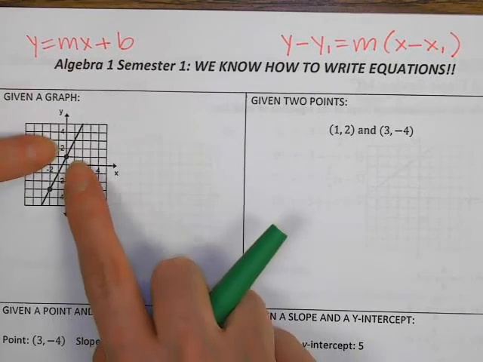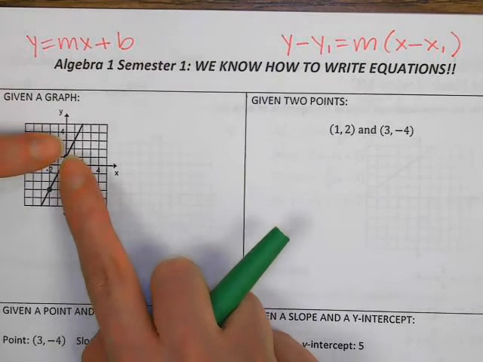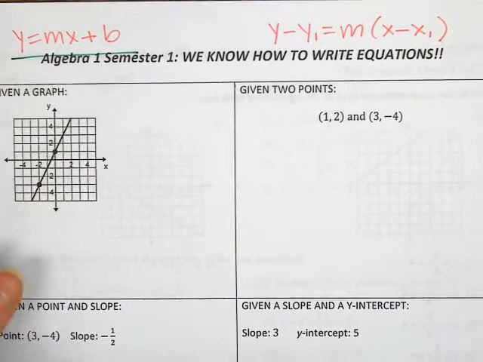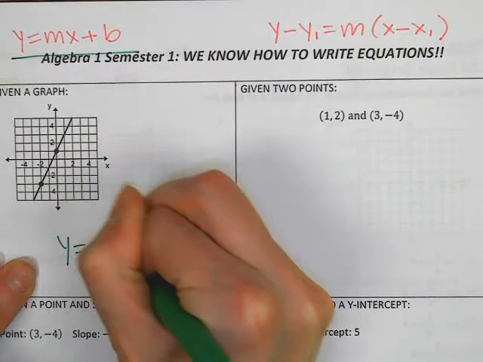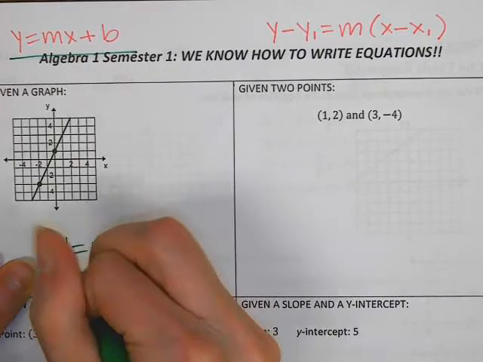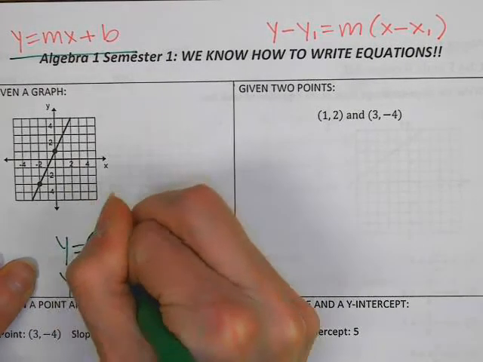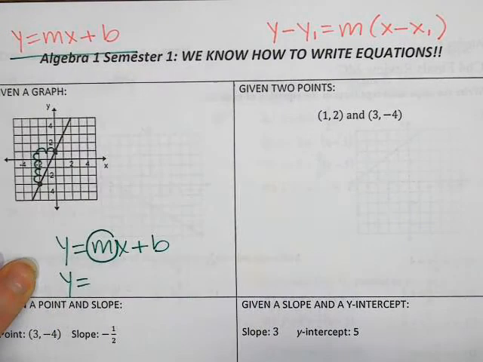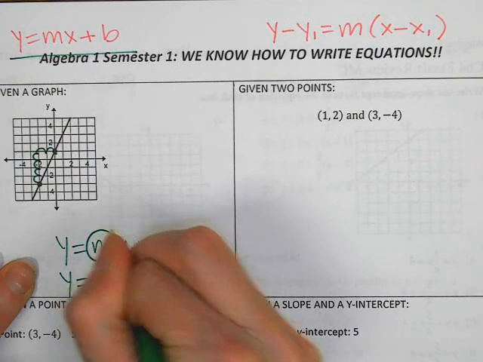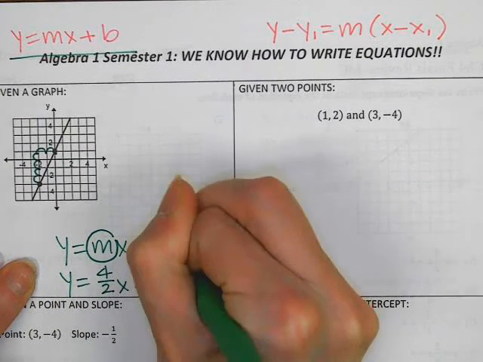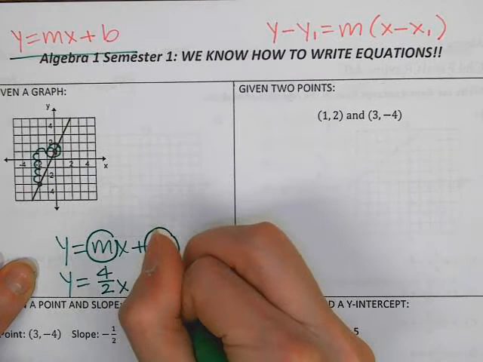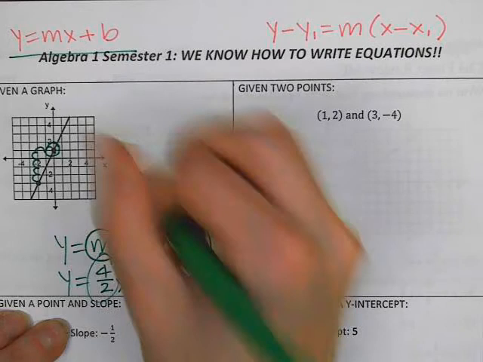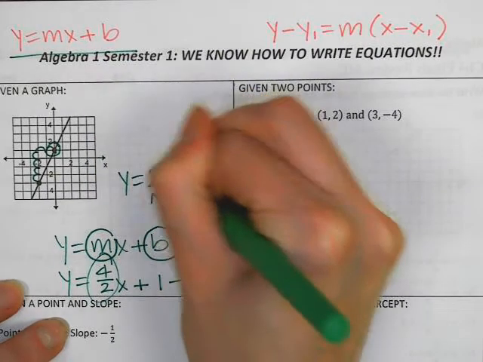So this one, since we have the m and the b, I think I'm going to use slope-intercept. So y = mx + b. The slope m is what? Up 2, 3, 4 over 2. And the b is the y-intercept. That's up at 1. Now, I would never leave it like that. I would actually reduce 4 over 2. So this would be y = 2x + 1.